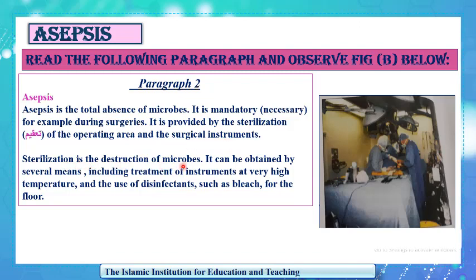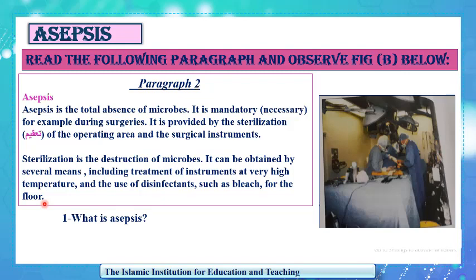Sterilization is the destruction of microbes. It can be obtained by several means, including treatment of instruments at very high temperature and the use of disinfectants such as bleach for the floor. Answer these questions referring to this paragraph.